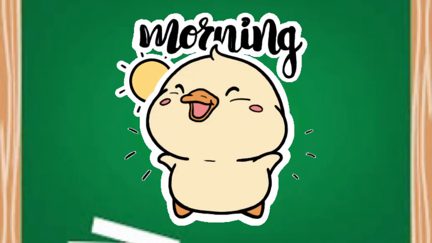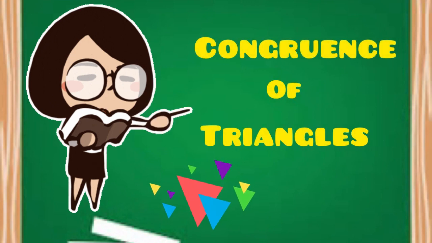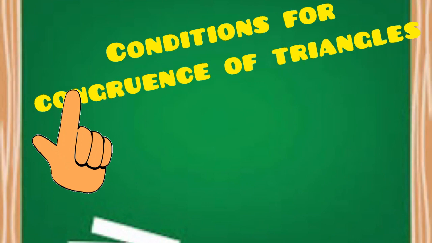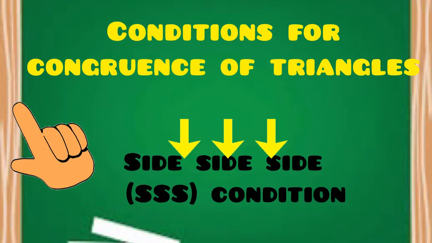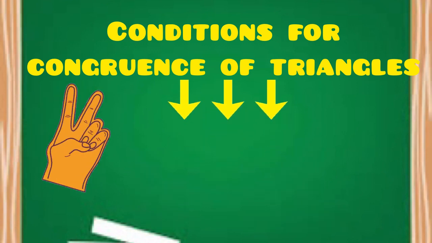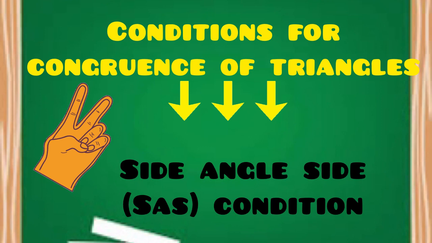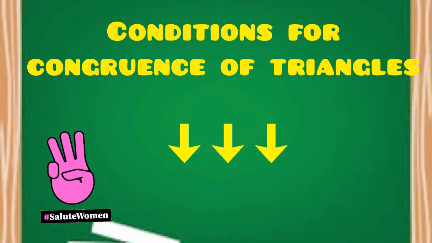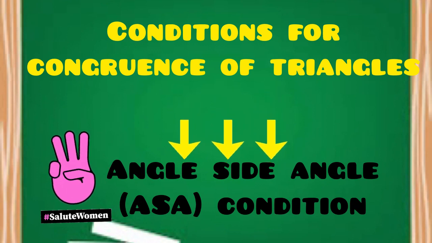In today's video, let's proceed with the next condition for congruency of triangles. In the previous video, we did the first congruency condition, that is side side side or SSS condition, and the second condition, side angle side or SAS condition. Now the third condition is angle side angle or ASA condition.